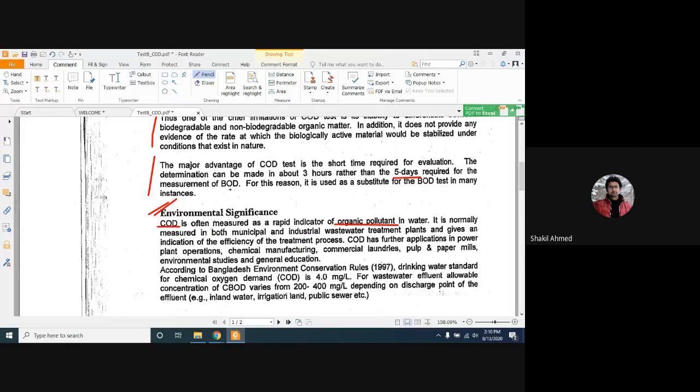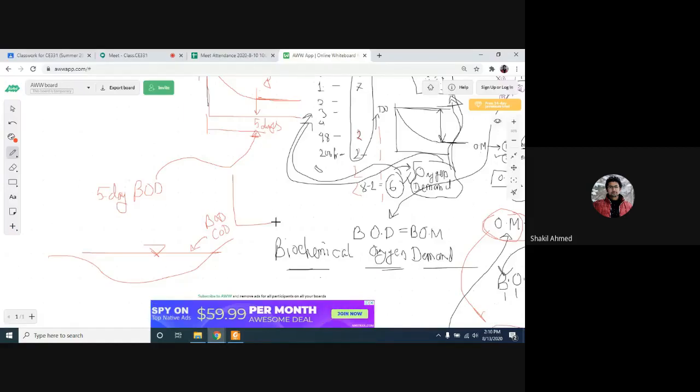It is normally measured in both municipal and industrial wastewater treatment plants and gives an indication of the efficiency of the treatment. If you have an industry here, you cannot directly discharge the water after processing, because this water is wastewater. So you have to install a treatment plant before you discharge it in the water. The objective of the treatment plant is to reduce this BOD, COD, and other pollutants. Now, is this treatment plant working properly?